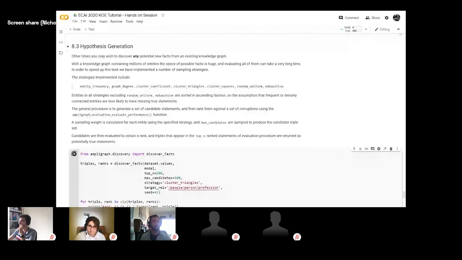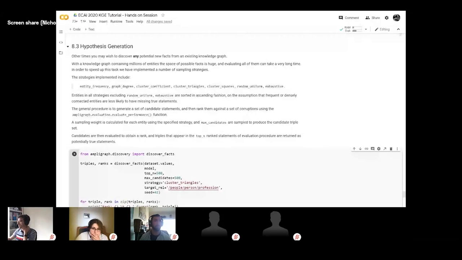When we apply these strategies, as I said, we sample depending on each metric used to sort the entities. These are generally sorted in ascending fashion. We would start with the lowest frequency entity if we were using the entity frequency strategy. And this is just on the assumption that frequently or densely connected nodes are less likely to have missing true statements. This has been generally true in our empirical evaluations, but that might depend on the graph data that you're working with.